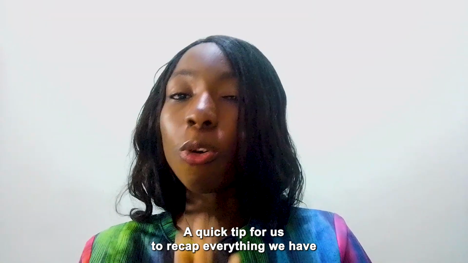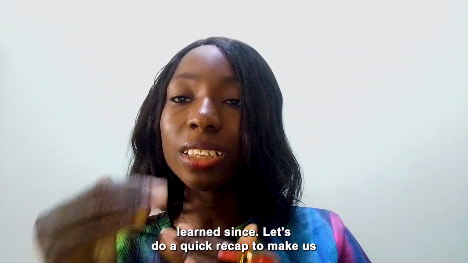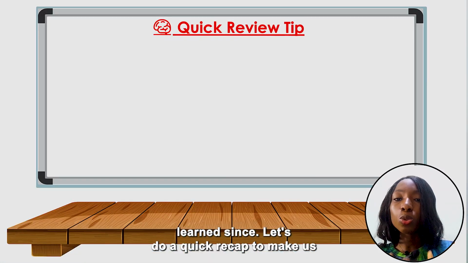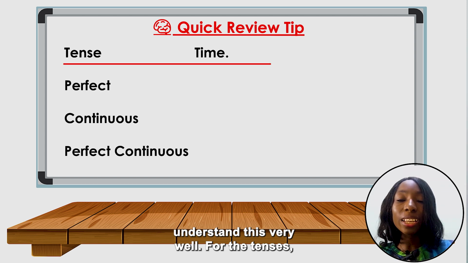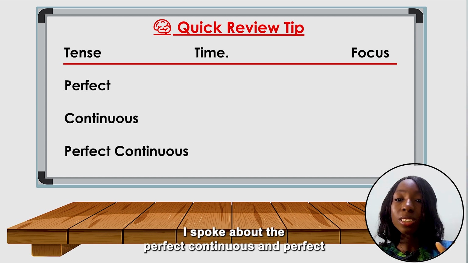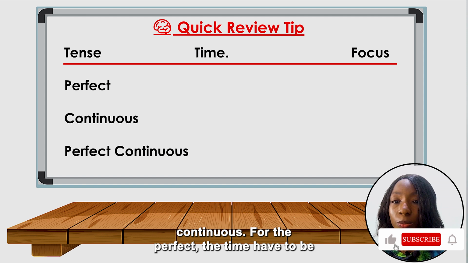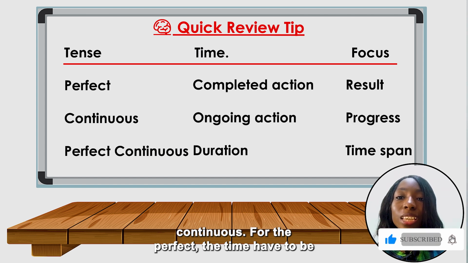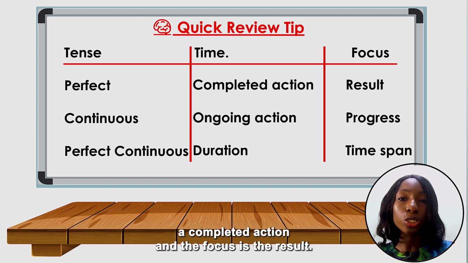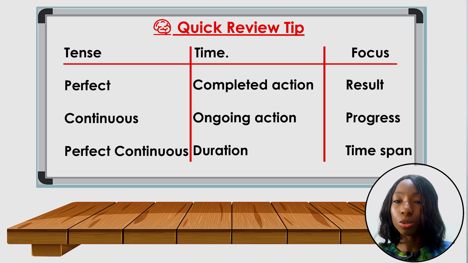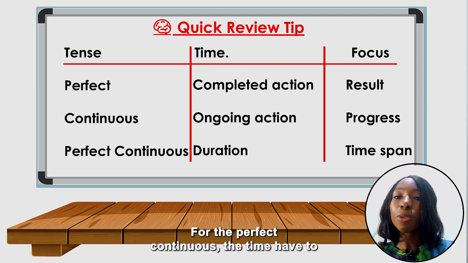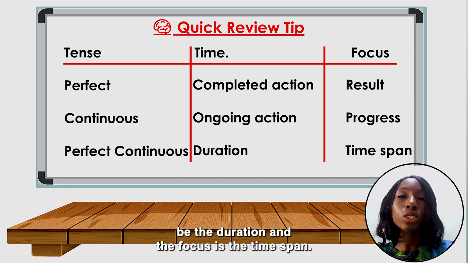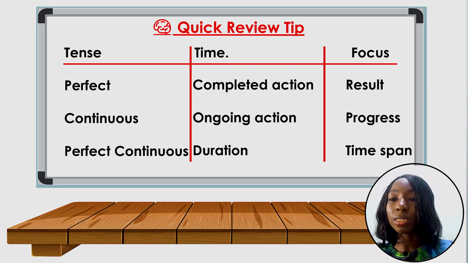A quick tip for us to recap everything we have learned. Let's do a quick recap to make us understand this very well. For the tenses, I spoke about the perfect, the continuous, and the perfect continuous. For the perfect, the time has to be a completed action, and the focus is the result. For the continuous, the time has to be ongoing action, and the focus is progress. For the perfect continuous, the time has to be the duration, and the focus is the time span.